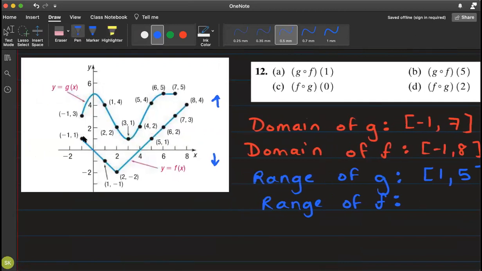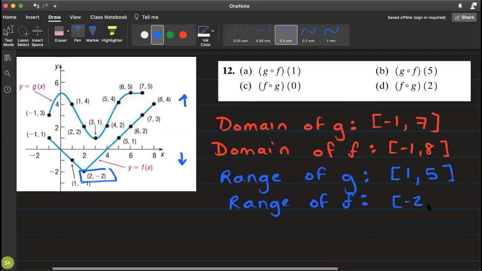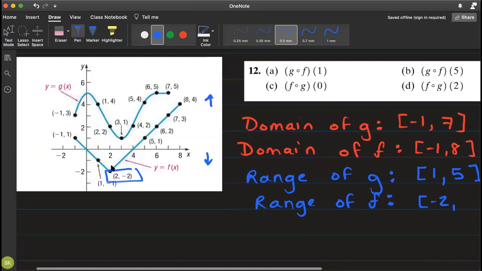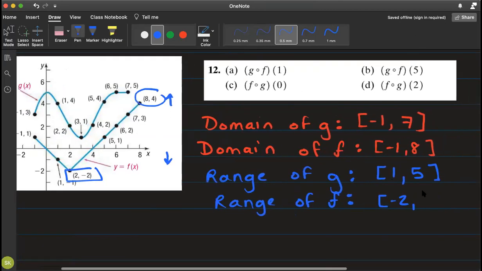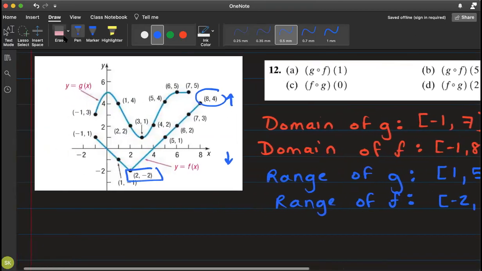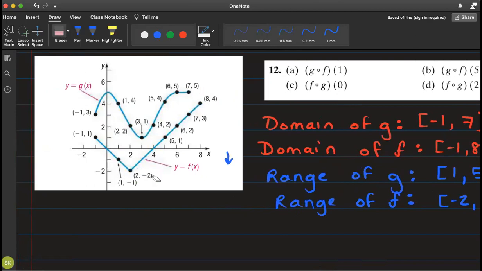And then for the bottom function, the lowest value I have is this point down here, which corresponds to -2. And then the highest point I have for this function, if we go up, you can see that the last point I have is here. So we go up to 4. So that at least gives us an idea of the domain and the range.